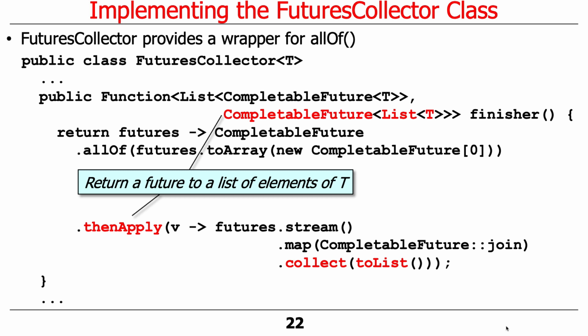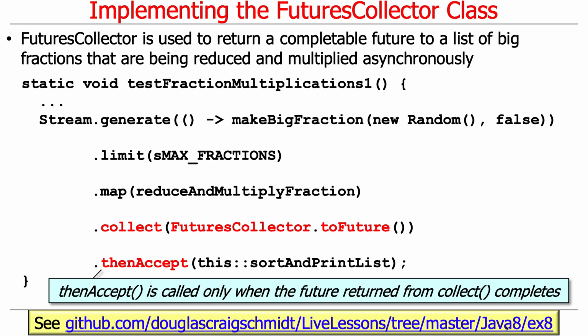And then we collect those things up into a list, and then we end up returning a completable future to a list of elements of type T. That's because then apply returns a completable future. So we get back a completable future to a list of objects of type T. And this is just to recap what has happened. Collect returns a single completable future to a list of elements of type T. And when that single future is triggered, that means everything's finished running asynchronously, in which case then except will be called to sort and print the list.